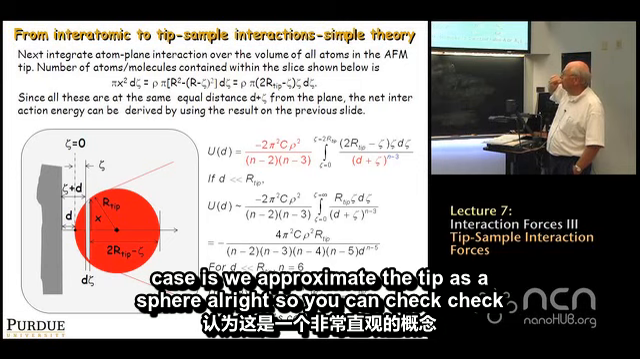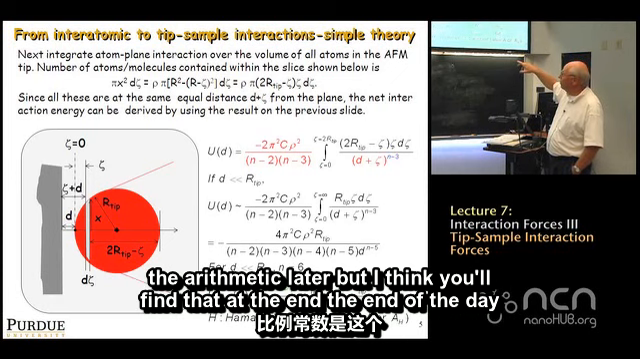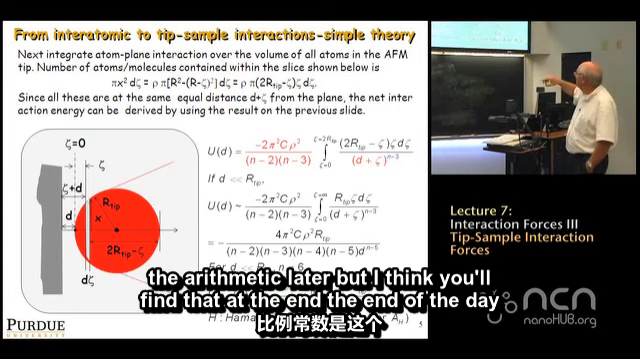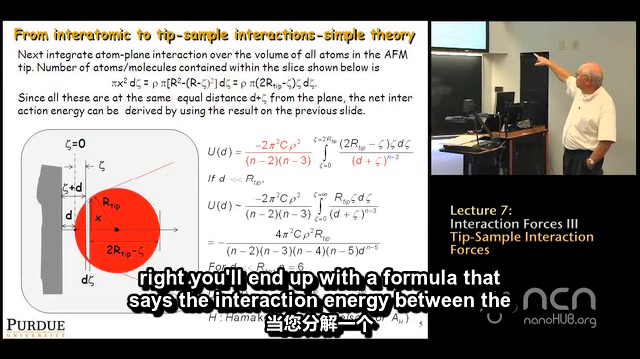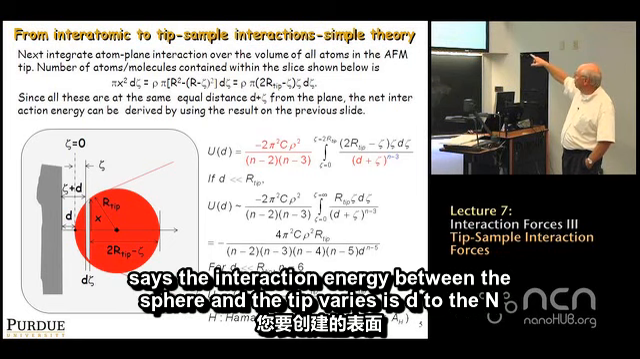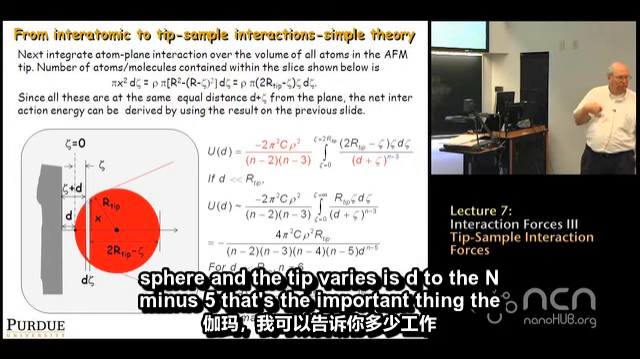You can check the arithmetic later, but at the end of the day you'll end up with a formula that says the interaction energy between the sphere and the substrate varies as d to the n minus 5. That's the important thing.